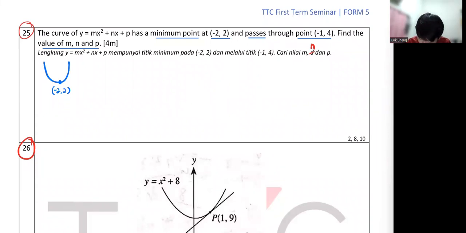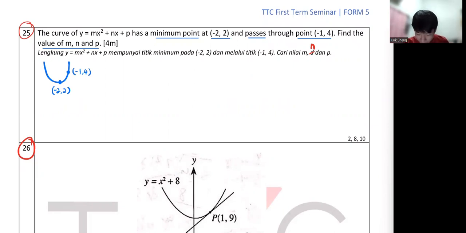Okay, negative 1, 4, I simply put negative 1, 4 here. The graph that I draw is not following the exact same graph. Maybe the point that I put here is something wrong. Okay.